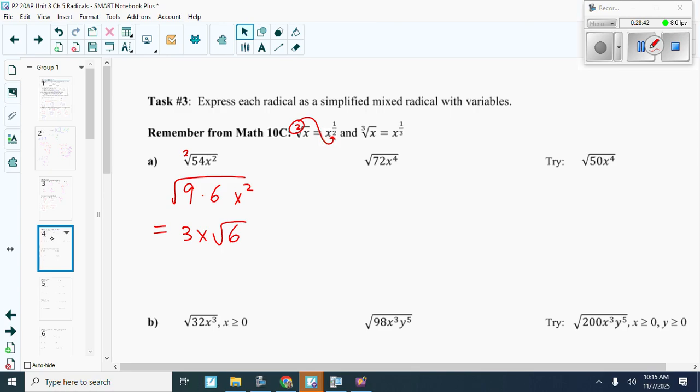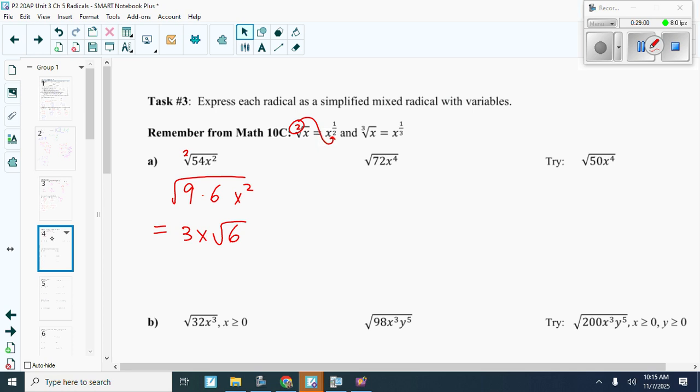Nod or shake your head. Any restrictions on x here? No, because, okay, x is squared. We can have a squared number under an even index. Okay, so there's no restrictions.